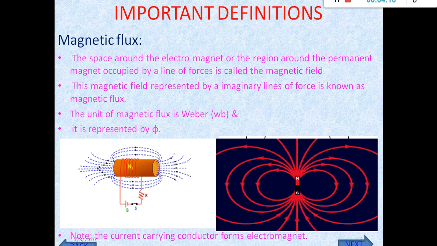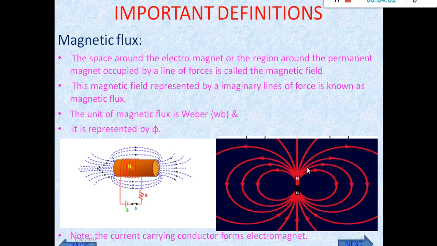Before we start studying Faraday's law of electromagnetic induction, we must know a few important terms, that is, magnetic flux. What is magnetic flux? These are the magnetic flux lines. This red line and this blue line show the magnetic fluxes. That means it is an imaginary line, it is not visible to us.